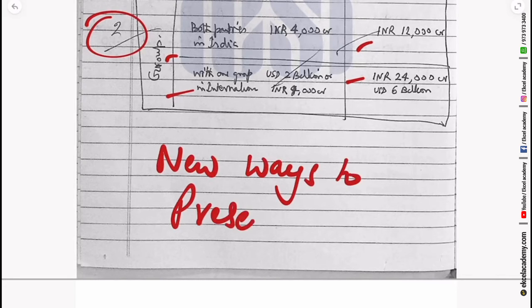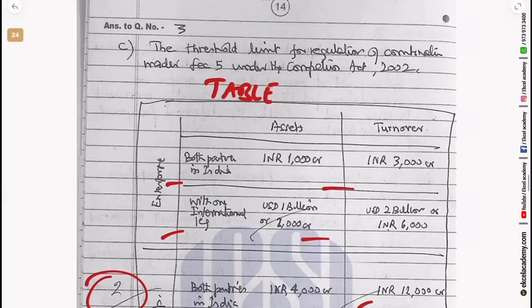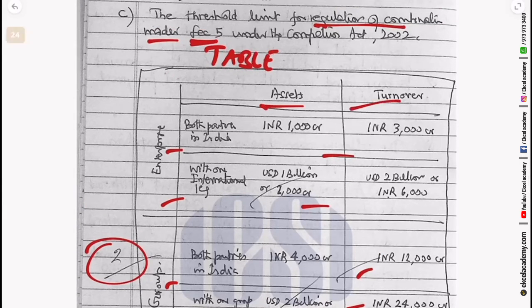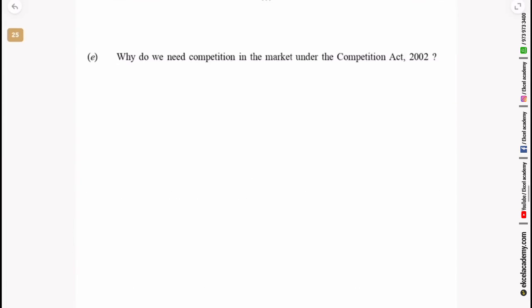You can't do it for every answer. Wherever possible, you do it. See here, for this answer it was relevant. Threshold limit for regulation under Section 5. So what are the threshold limits? Assets and turnover. The table is very well given.